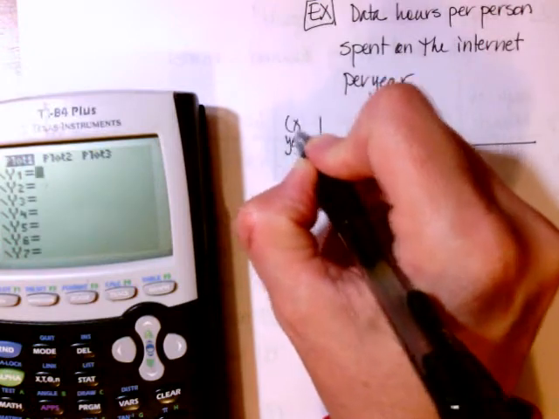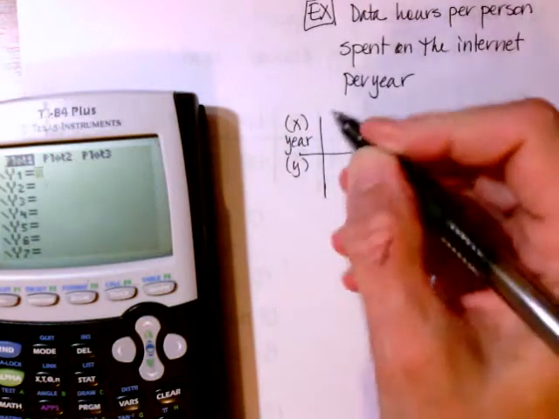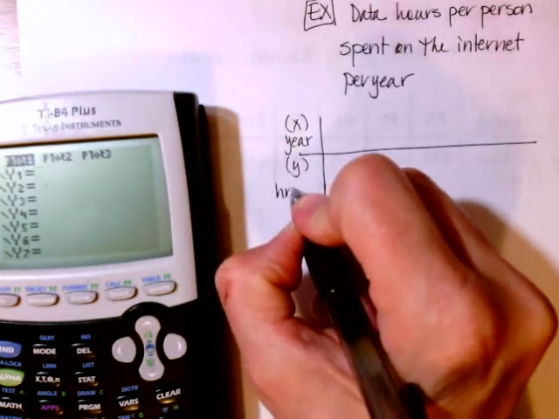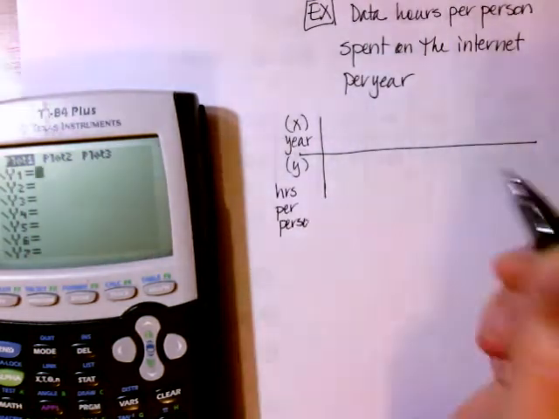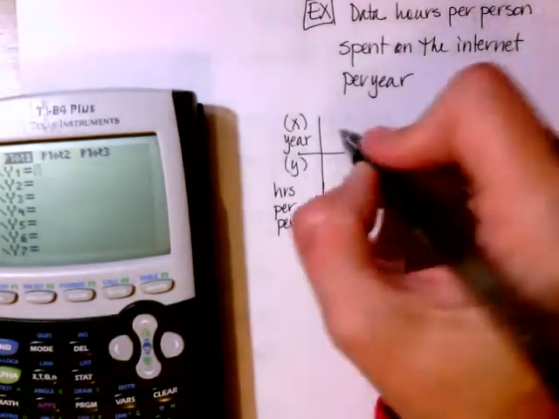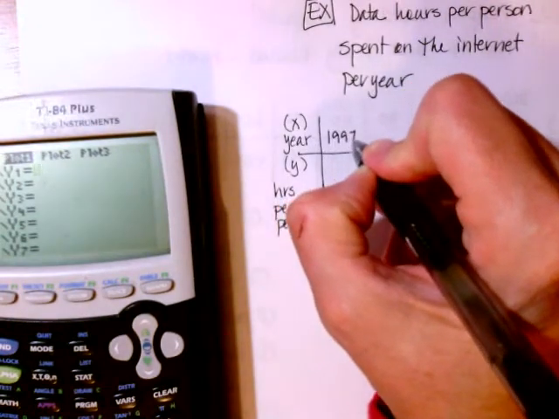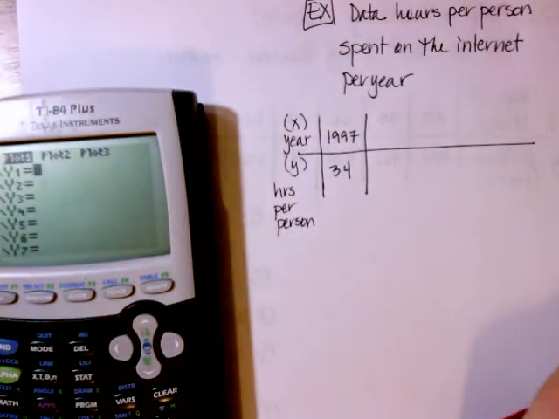This is going to be the year. Time is almost always going to be your independent variable. My y is going to be hours per person. It's always important to know what your units are. And then I'm going to give you my data points. So I'm going to have 1997, and in 1997, they would spend 34 hours per person per year.